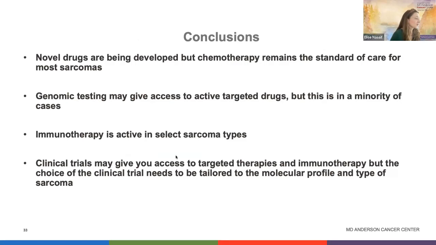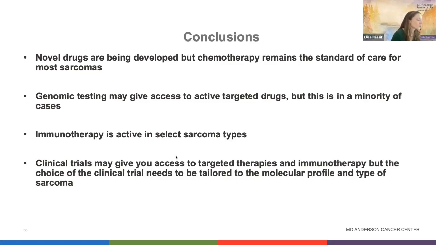So my conclusions are that there are a lot of novel drugs being developed, and that we're hopeful that we'll get to that goal of precision oncology, of having novel drugs for all those targets that we're identifying. But for the moment, in the vast majority of cases, chemotherapy remains the standard of care for sarcoma patients in the first-line setting. Genomic testing should be considered in the metastatic and relapsing setting, as it can give you access to targeted drugs, also to immunotherapy, to clinical trials, and this would be given after the first line of chemotherapy.